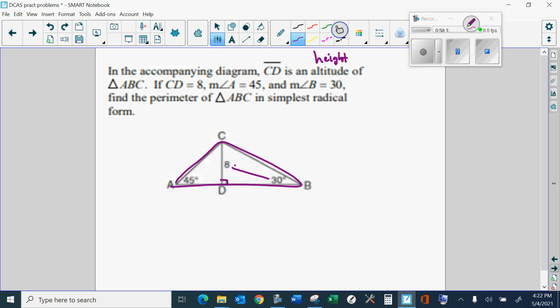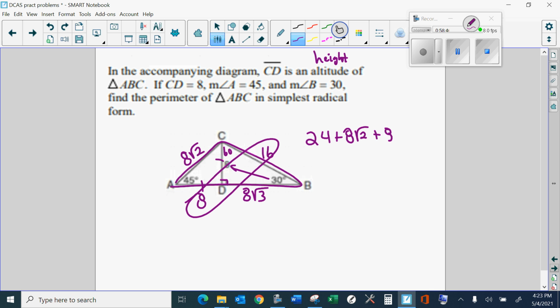Well, I know if that's 30, the hypotenuse is double that, so that's 16. This is the 60-degree side, which means it's root 3 times longer than the 30-degree side, so that makes it 8 root 3. This is a 45, 45, 90, so that makes this 8, and the hypotenuse is root 2 times longer. Now I have all I need. I have all the sides, I can add them up. I combine like terms, 24 plus, and I can't put the root 2 and root 3 together because they have to be the exact same radical. So there is the exact answer. Notice it says simplest radical form. This is the answer, no decimals.